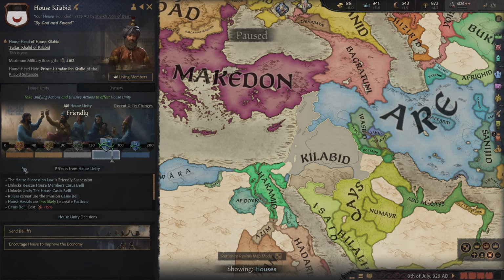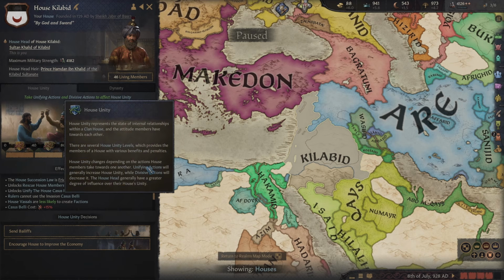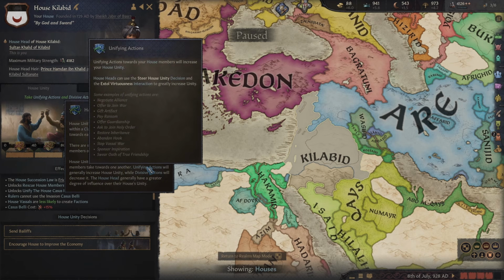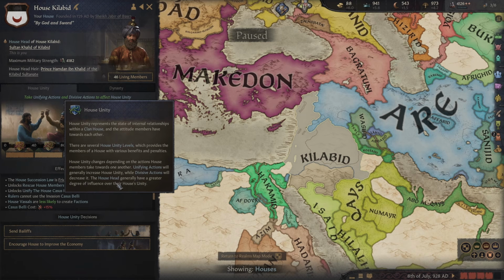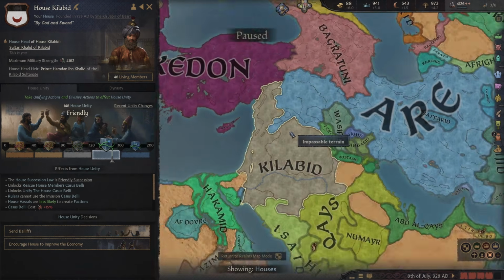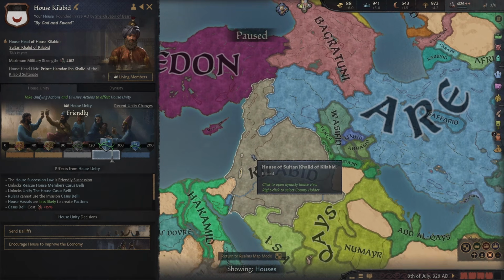Each level unlocks different effects to play with. The most drastic ones are unlocked at the ends of the slider, with neither ones being necessarily better than the others. Each are just better for certain kinds of playstyle. To move the slider one way or another, you need to gain or lose house unity points, obviously. The most common way to do that is through unifying or divisive actions. Whenever one house member does a unifying action against another, you gain house unity points. And when they do a divisive action against a fellow house member, you lose points.